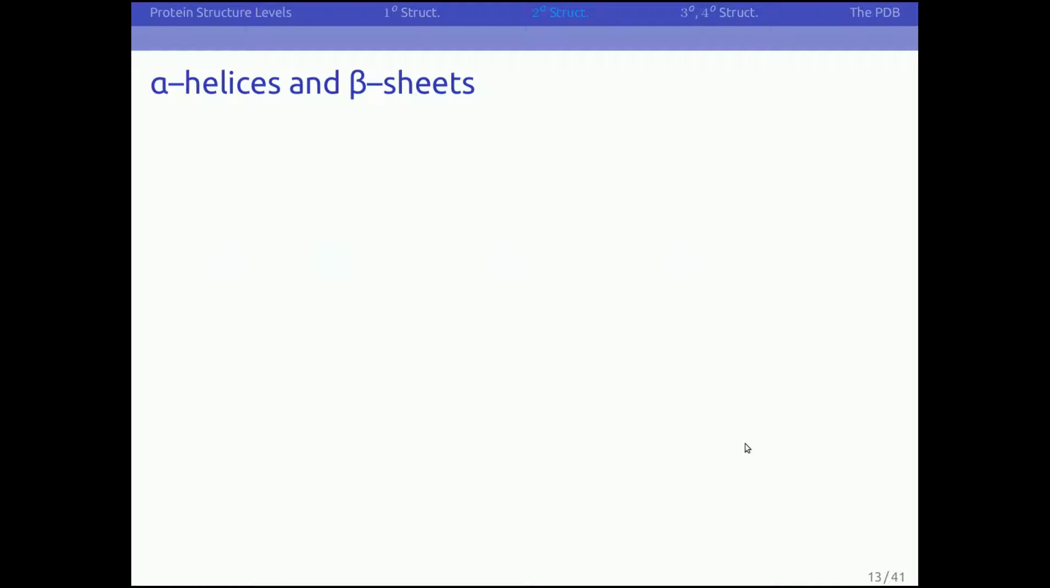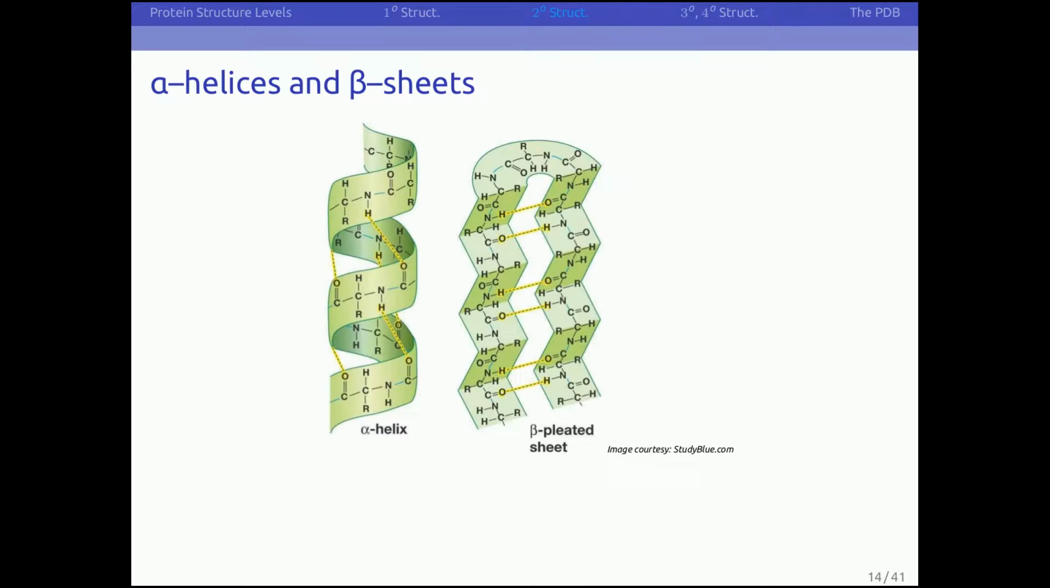So let's take a look at alpha helices and beta sheets, because those are the most common structures you're going to encounter. There we go, another picture for you. What we have here is an alpha helix where you're seeing the amino acids wrapping around in this helical structure. And you are seeing in yellow the hydrogen bonding that is causing the structure to remain relatively stable.